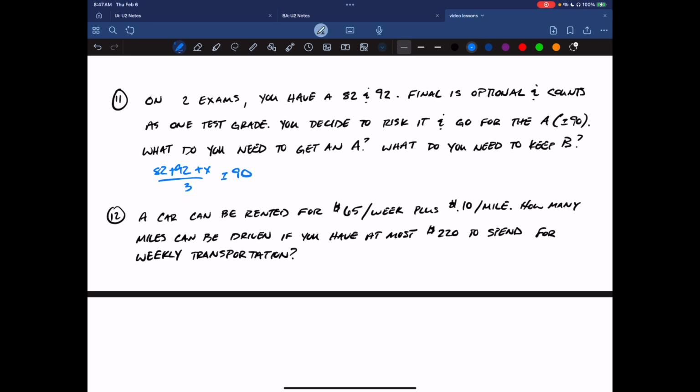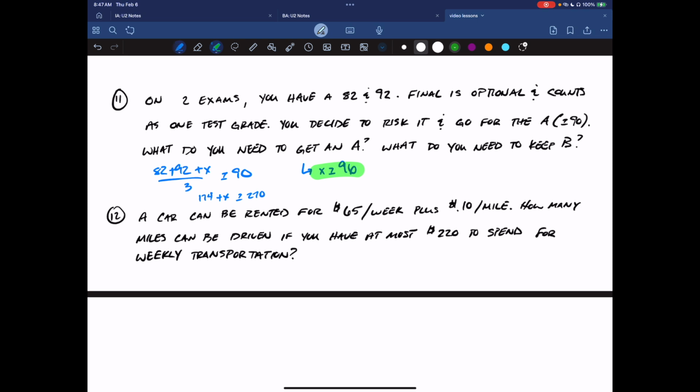Okay, well, 82 plus 92 is 174, and 3 times 90 is 270. So that's going to be 174 plus x greater than or equal to 270. And so that means to get an A, x has got to be greater than or equal to, because I'm going to move the 174 over, 270 minus 174. That's going to be a 96. So if I want an A, that's what I get.